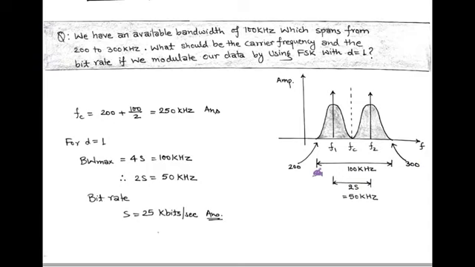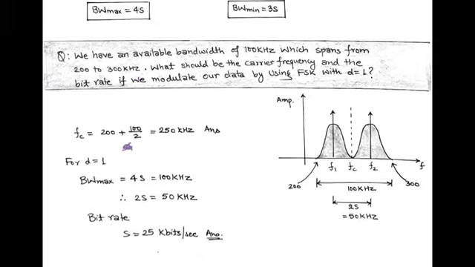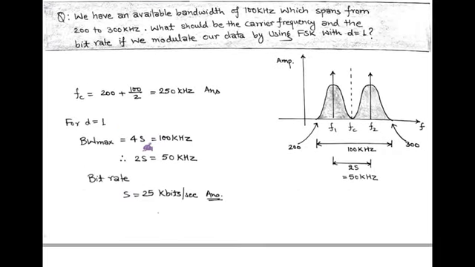As per the example, the available bandwidth is 100 kHz, having lower frequency 200 kHz and upper frequency 300 kHz. So first we calculate the carrier frequency, that is at the middle of F1 and F2. So the carrier frequency Fc is equal to 200 plus 100 upon 2, and it is 250 kHz. And for d equal to 1, the maximum bandwidth is equal to 4 times the bit rate, and it is 100 kHz, that is given in the example. And from here we can easily determine the bit rate, that is 100 upon 4 kilobits per second, or 25 kilobits per second.